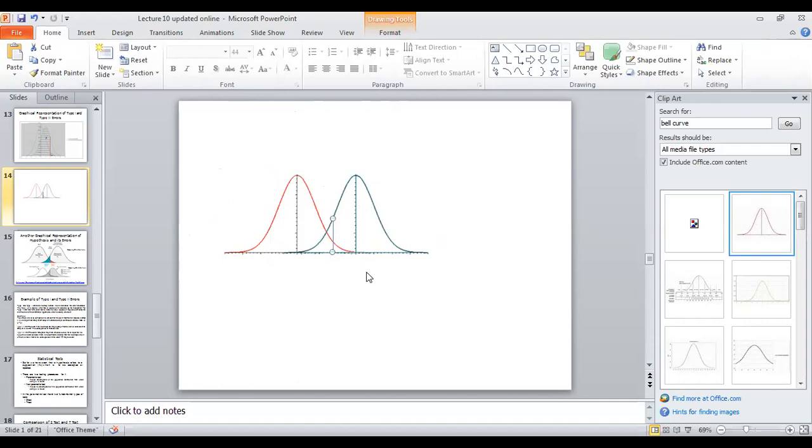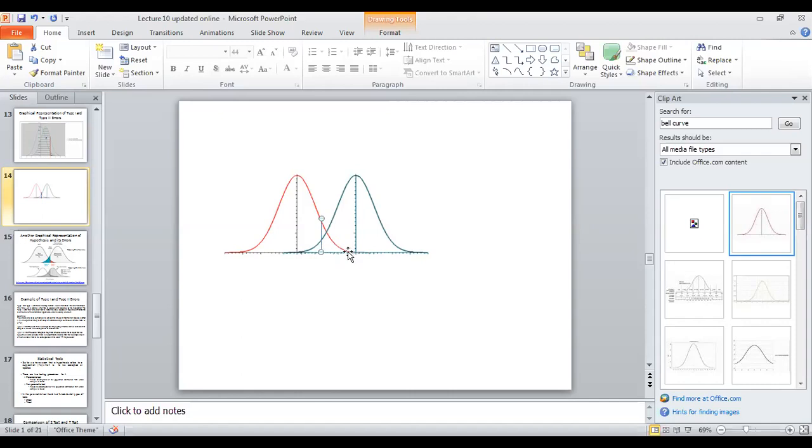Now if I start moving this vertical bar, let's say I moved it over here. Now what you can see, the area of alpha has increased and the area of beta has decreased, right? The area of beta is on the left hand side of this vertical bar and on the blue curve, and the area of alpha is on the right hand side of this vertical bar and is on the red curve.